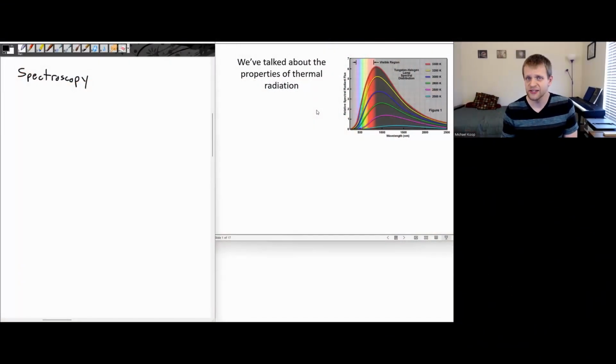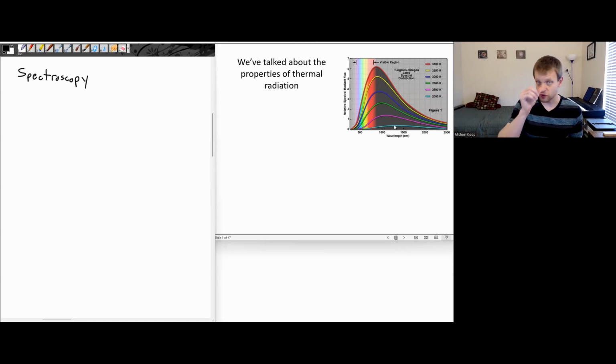So in some of the last sessions, we talked about the properties of the thermal radiation spectrum, or the black body spectrum, where if I have a solid, a liquid, or a dense gas at a certain temperature, it's going to give off a certain thermal spectrum, a certain spectrum of light. Again, these graphs look at the brightness of the light on the vertical axis and the wavelength on the horizontal axis.